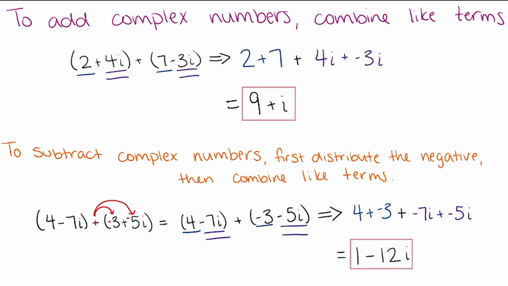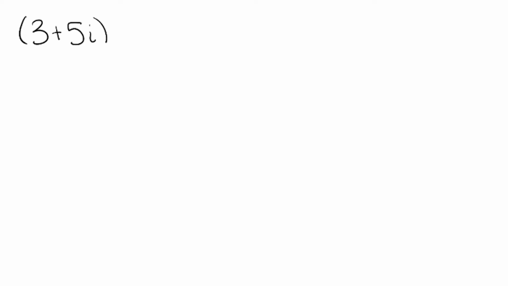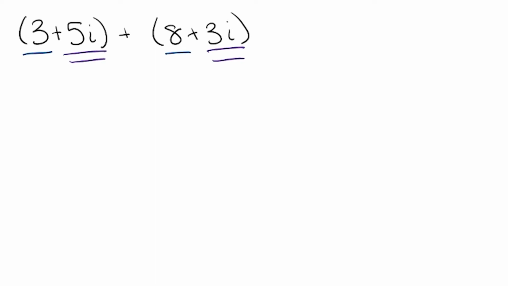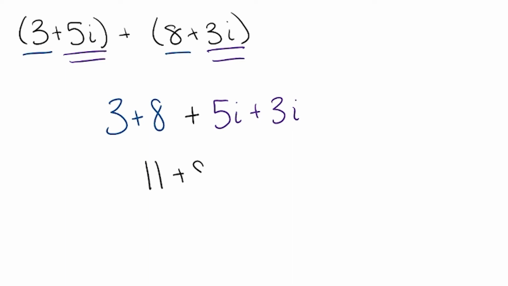So now let's look at some examples of adding complex numbers, then some of subtracting complex numbers. First we have 3 plus 5i plus 8 plus 3i. Again, let's identify our like terms. So 3 and 8 are like terms. 5i and 3i are like terms. So this becomes 3 plus 8 plus 5i plus 3i, which is equal to 3 plus 8 is 11, 5i plus 3i is 8i, and that is our final answer.